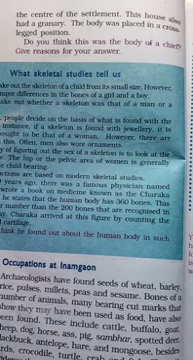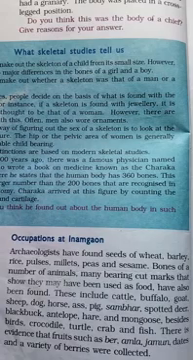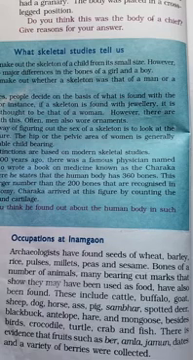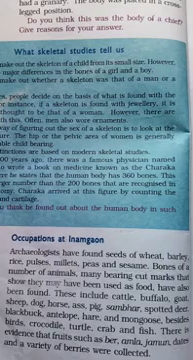Next one is the occupation of Inamgaon. Archaeologists have found seeds of wheat, barley, rice, pulses, millets, peas, and sesame. Not only that, bones of a number of animals, bearing cut marks that show that they had been used as food, have also been found. This included cattle, buffalo, goat, sheep, horse, pig, sambar, spotted deer, blackbuck, antelope, hare, mongoose. Besides that, birds, crocodile, turtle, crab and fish.